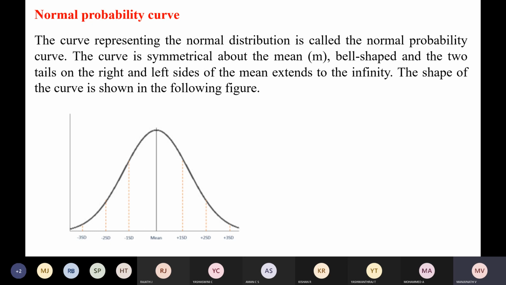And we are going to analyze this bell-shaped curve. Normal distribution is a bell-shaped two-tail curve. Left tail and right tail.